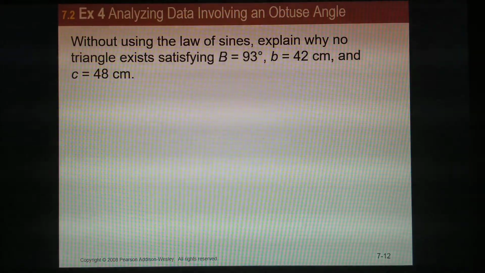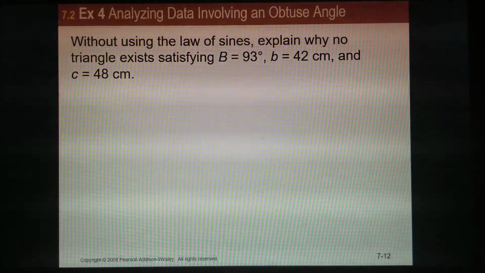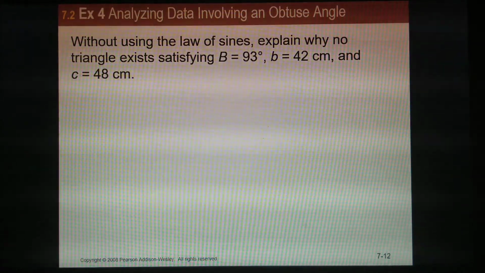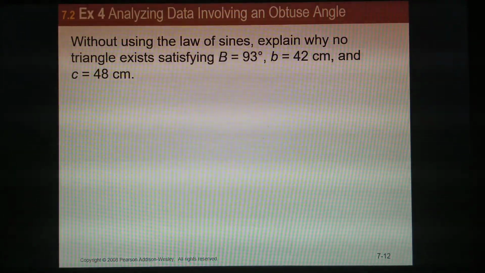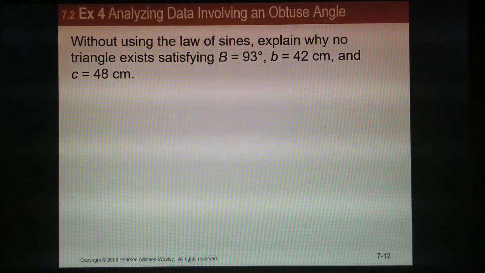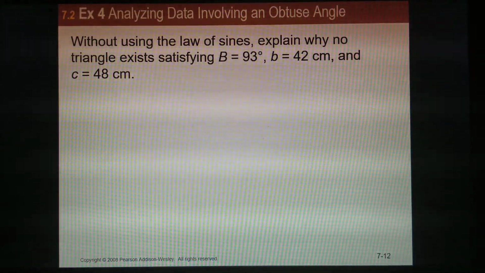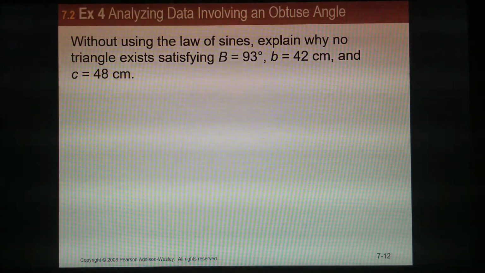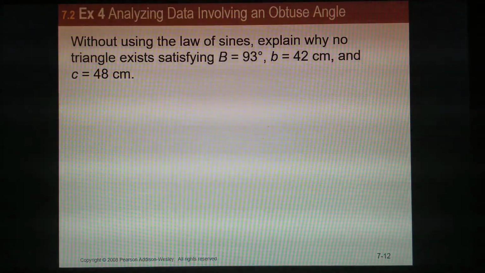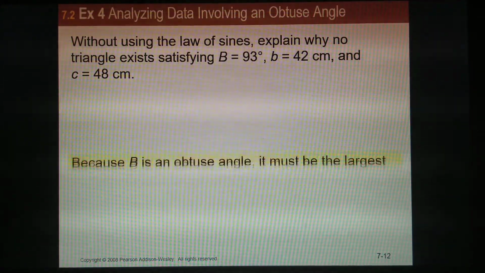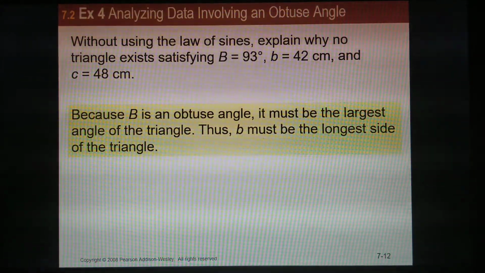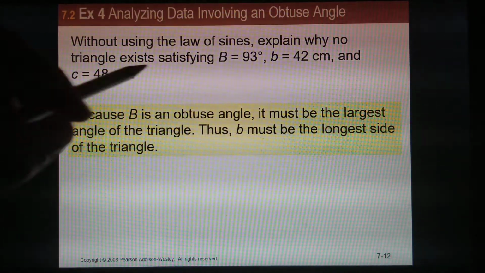All right, now it says, without using the law of sines, explain why no triangle exists satisfying angle B to be 93 degrees, side B to be 42, and side C to be 48. So I'm going to ask you, when you have a triangle with a 93-degree angle, what kind of triangle does that make it? Is it going to be acute? Will it be obtuse? Will it be a right triangle? If you have an angle B of 93 degrees, then you're going to have an obtuse triangle. If you have an obtuse triangle, then angle B has to be the biggest angle because it's greater than 90 degrees.